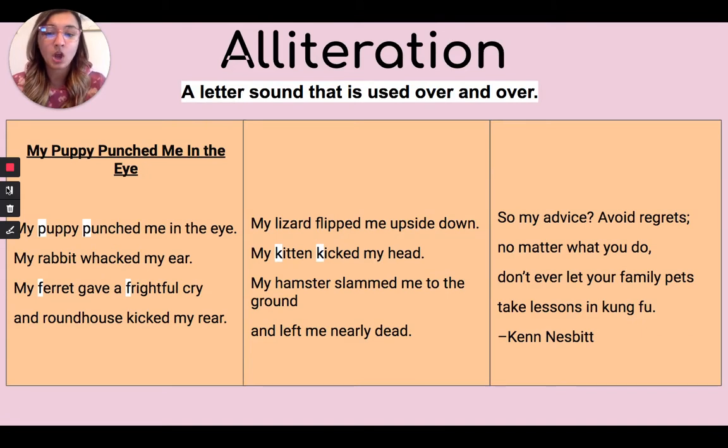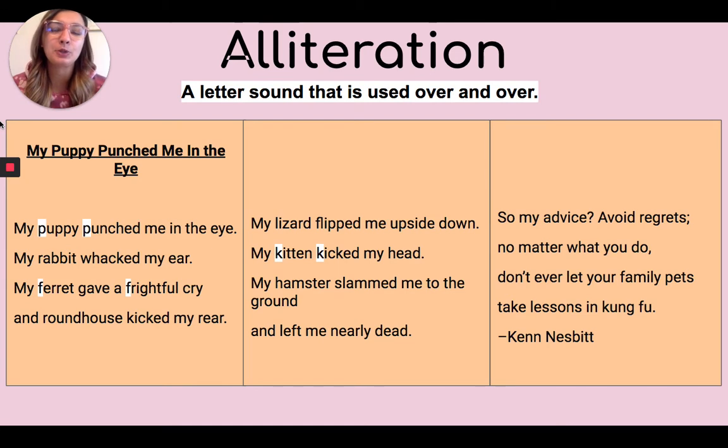All right, and the last thing that we are going to learn about today is called alliteration. And this is a letter sound that is used over and over. So a little bit different than repetition. Repetition is a word or a phrase. Alliteration is just the letter sound. So underneath, this is my example.